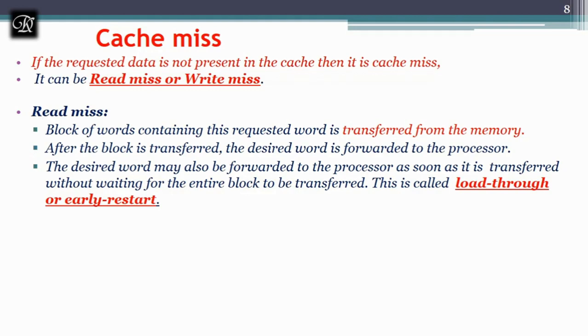So what I have to do now is bring them to the cache memory, because they are not there. That is why it is called a miss. After the block is transferred from main memory to cache, the desired word is forwarded to the processor. Immediately it will be placed in the cache and transferred to the processor. The desired word may also be forwarded to the processor as soon as it is transferred, without waiting for the entire block to be transferred. This is called load through or early restart.